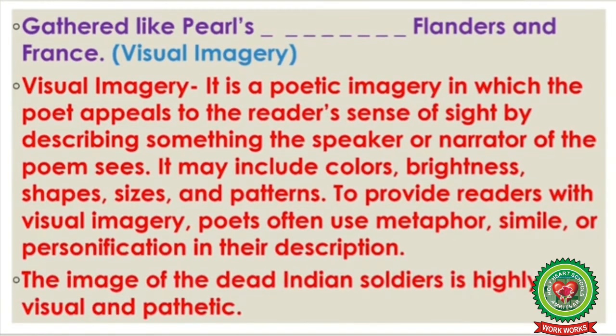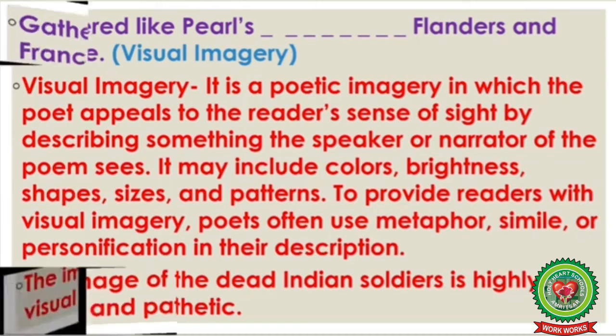In this stanza, the poet has used color imagery. Mentioning of the colors in the poem refers to the color imagery. In this stanza, she has used words like pearls, pale brows, blossoms, meadows of Flanders and France have turned blood brown. So these all words represent color imagery. Now let us see the explanation of this stanza.